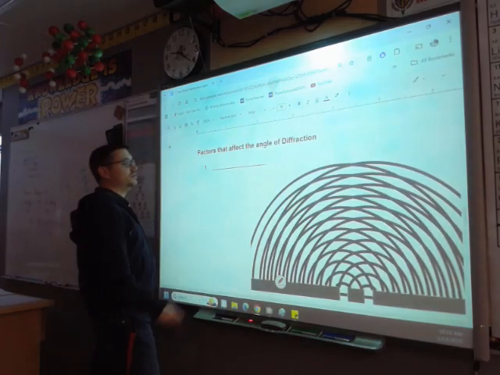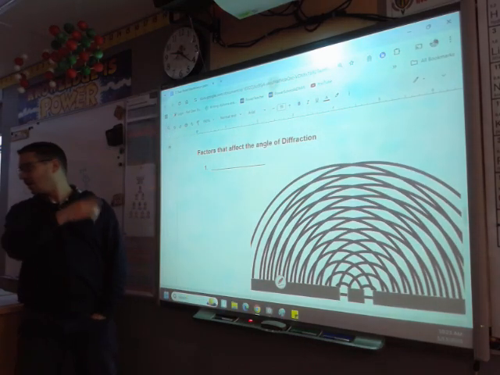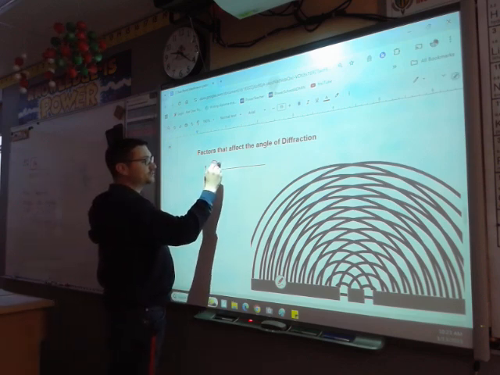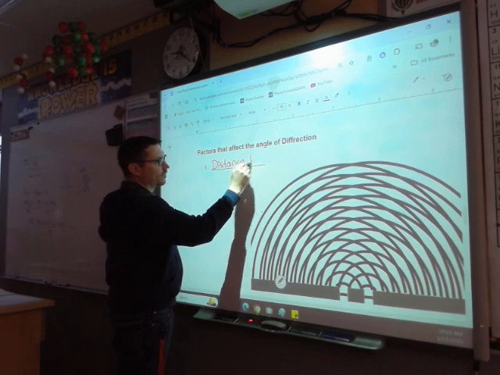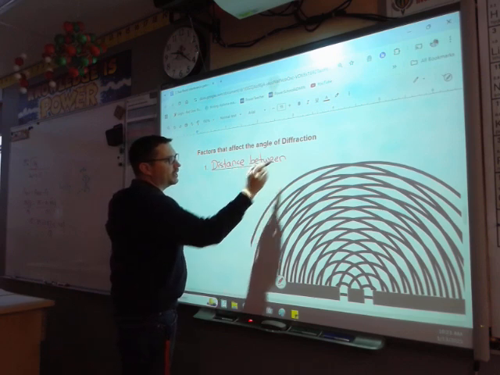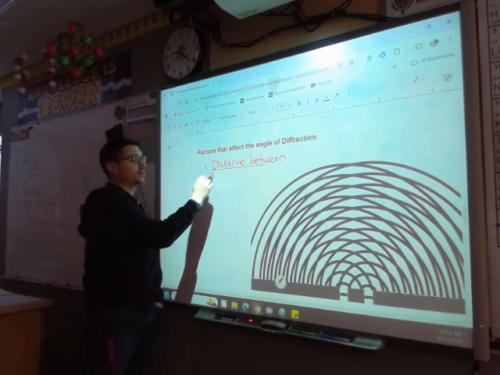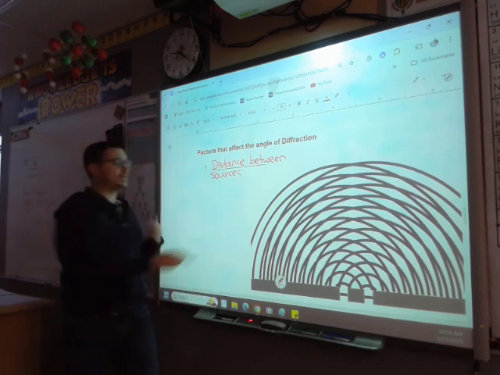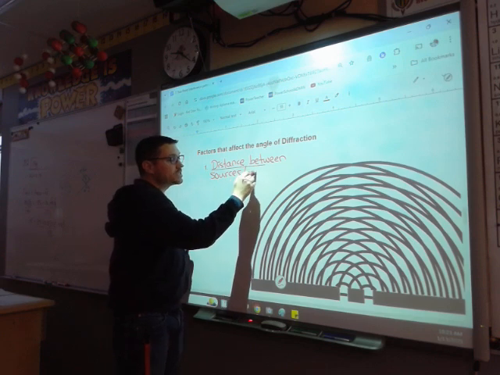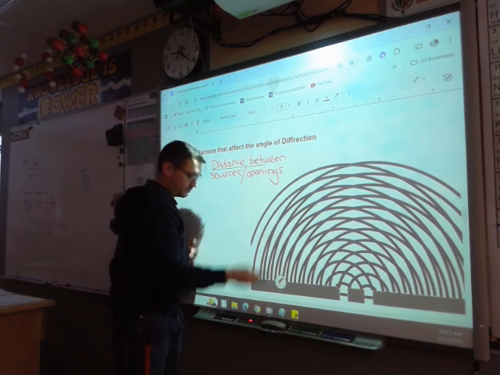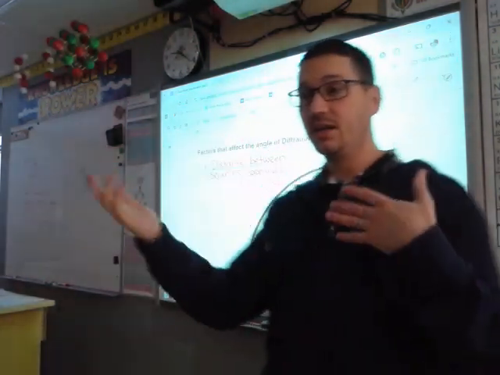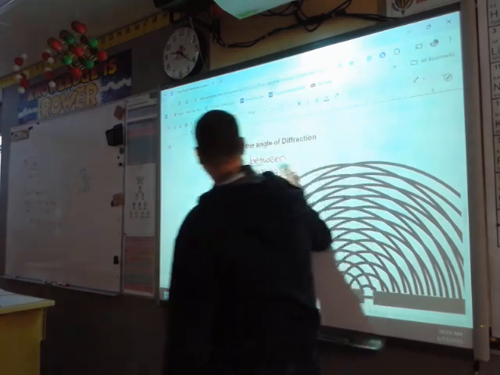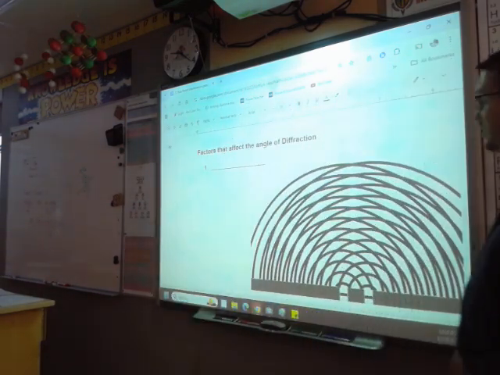Okay. So if I write this down, it's not gonna travel with the page, but I'm gonna write it down anyways. So it's the distance between, I'm gonna say sources, because those are the sources of the waves. But you could say distance between the openings. That's fine. So that's one way you could affect the angle of the dispersion pattern. What else could affect it?